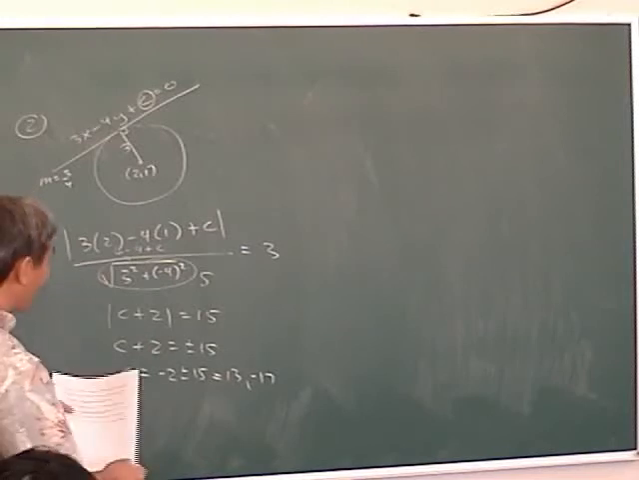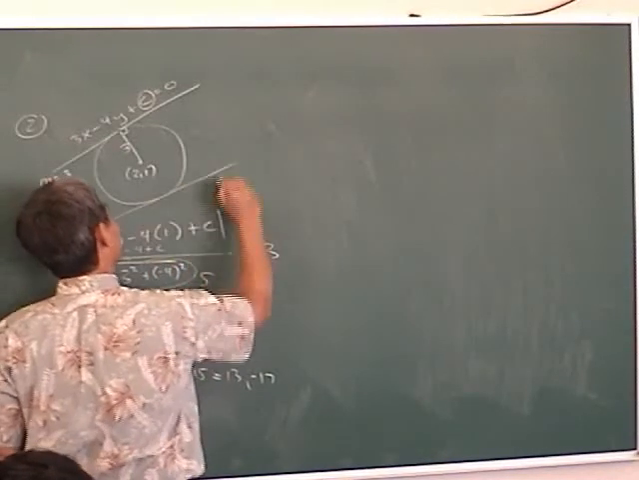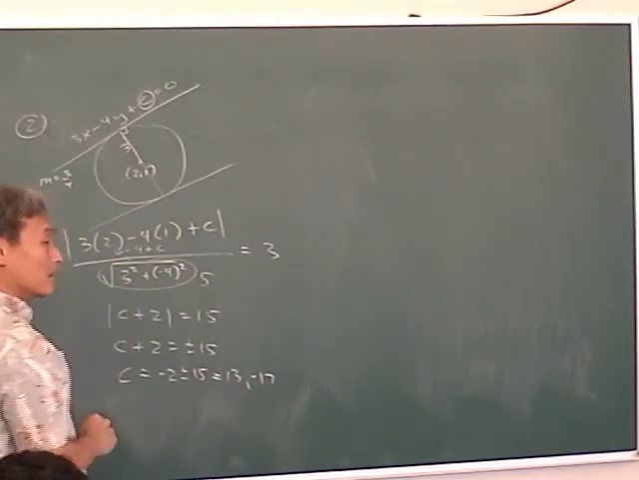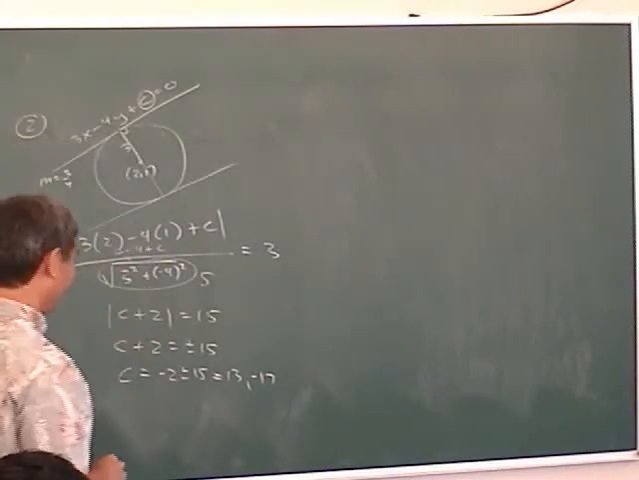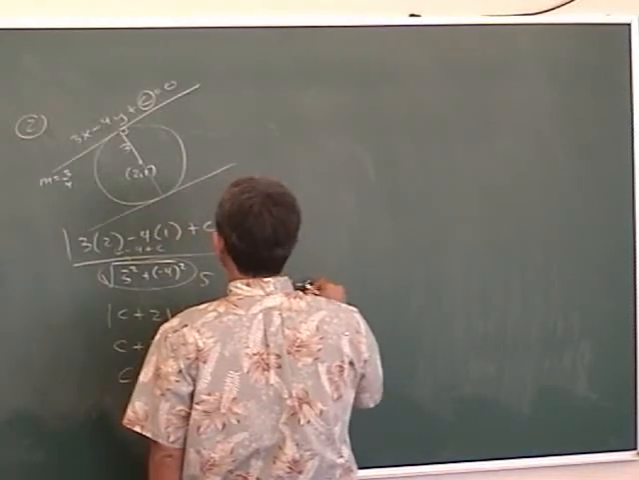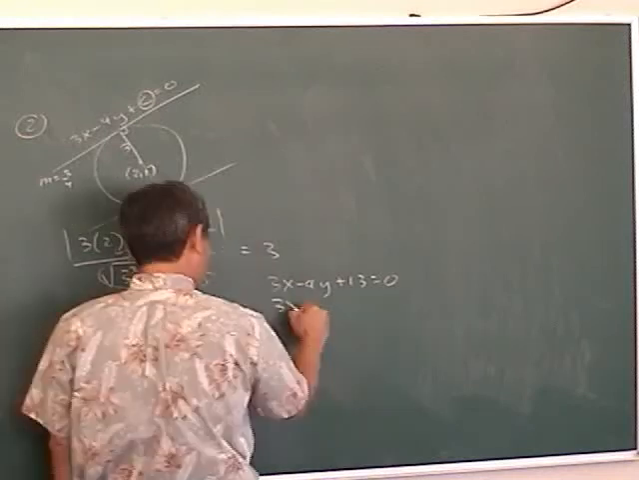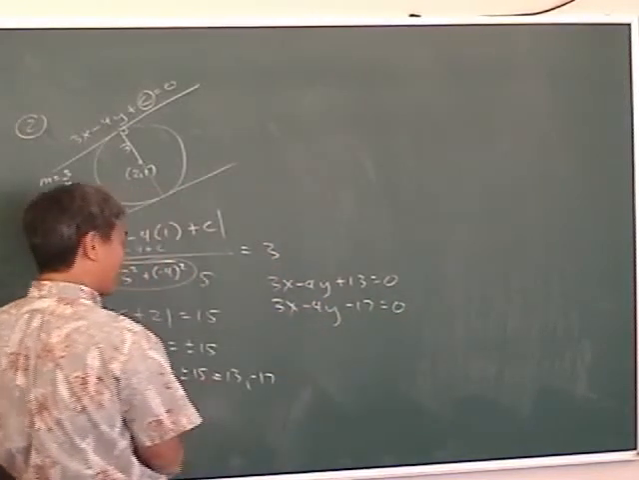No. The reason why there's 2 solutions is because isn't there another line with a slope of 3/4 that's tangent to the circle? Because that distance would be 3 also. But I want the one that's tangent to the upper half of the circle. So here are your 2 answers. You got 3x minus 4y plus 13 equals 0, or 3x minus 4y minus 17 equals 0, right? Because we got 2 values of c.